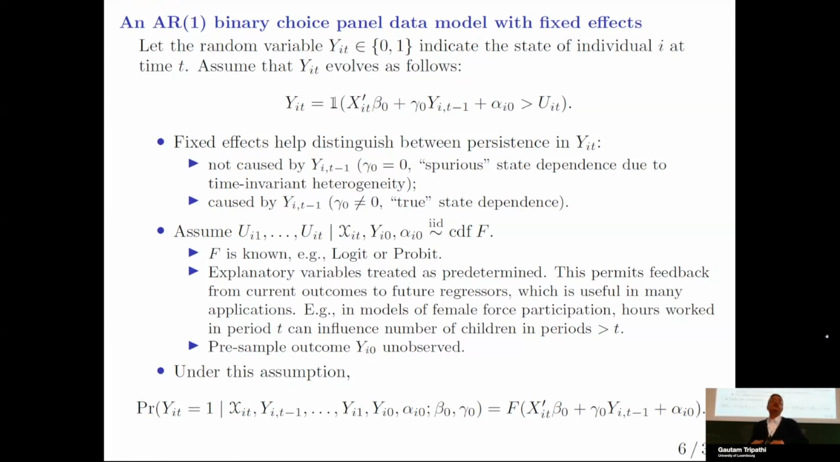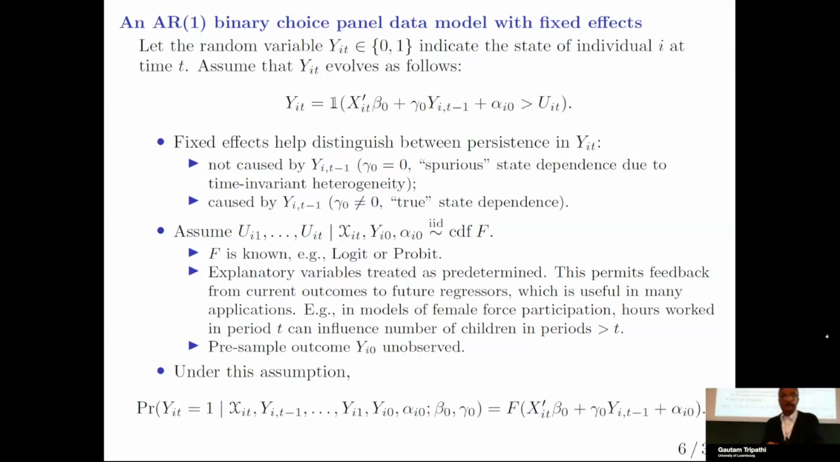This is the kind of persistence that economists typically are more interested in, and gamma not equal to 0 is referred to as true state dependence, and gamma equal to 0 is referred to as spurious state dependence. Anyway, we make some standard assumptions.